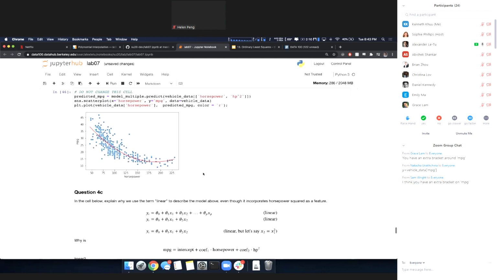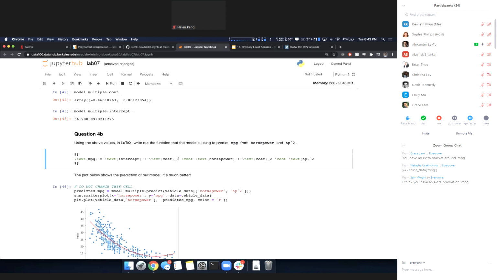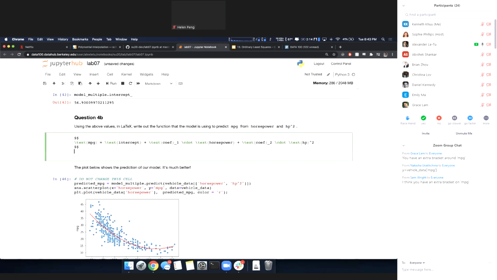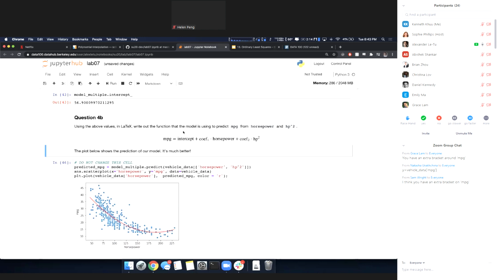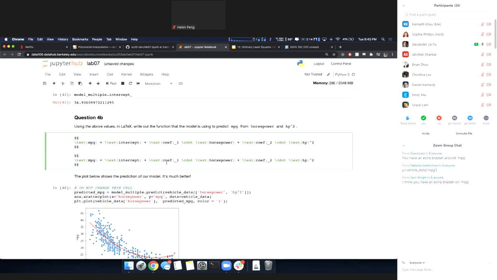Question 4b asks us, using the above rules in LaTeX, please write out the function used to predict the miles per gallon from horsepower and horsepower squared. So I'll go ahead and add this in here. Right now I've just written this out as intercept plus coefficient 1 times horsepower plus coefficient 2 times horsepower squared. Now we can fill in those values.